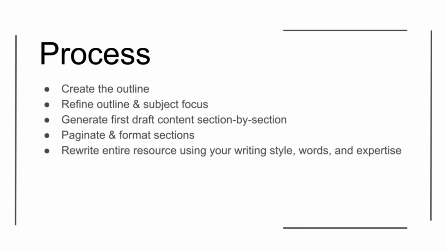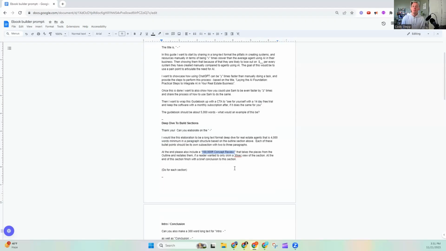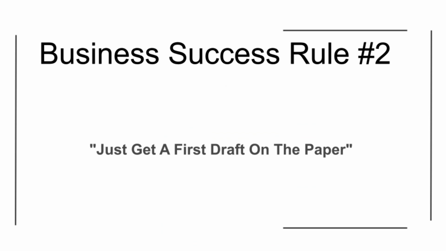And then I'm taking what it elongated, I'm putting it into a Google Doc. Once I have the entire e-guidebook built out, I go through and I just rewrite it. Just rewrite everything. ChatGPT doesn't know your business. You're the expert, so just rewrite it. But this is allowing me to get a first draft on the paper. And so that is the concept right there.